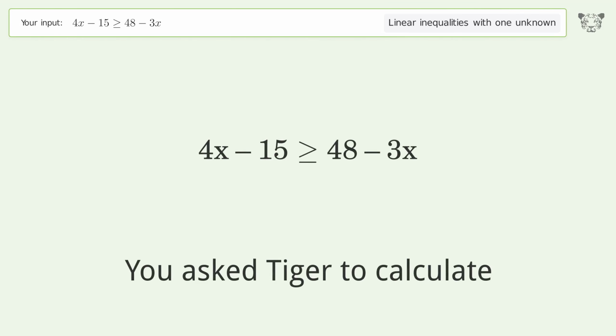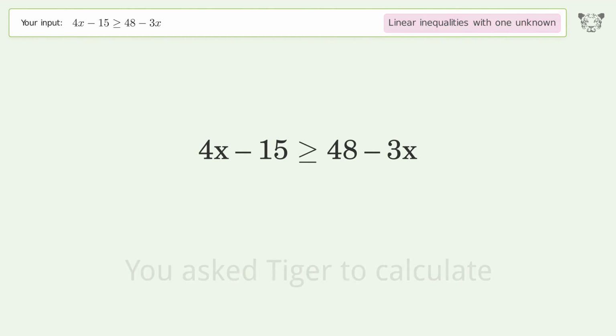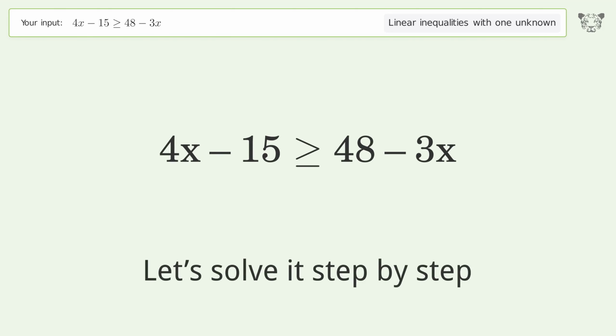You ask Tiger to calculate. This deals with linear inequalities with one unknown. The final result is x equal or greater than 9. Let's solve it step by step.